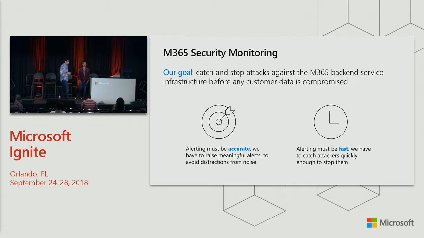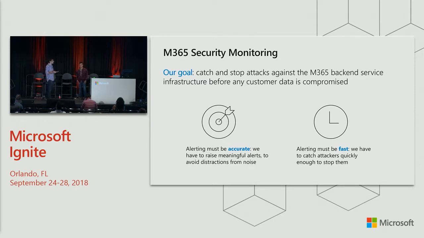And the other variable we care about is speed. Again, if you look at our primary objective, it is not to just catch attackers. It is to stop attackers who may manage to get into our backend before they can damage any customer data. If we're going to do that, then we need to be fast.